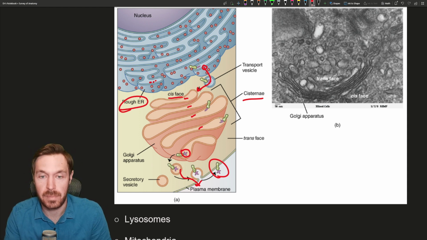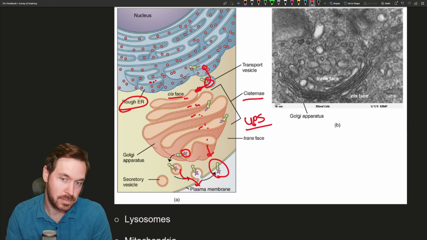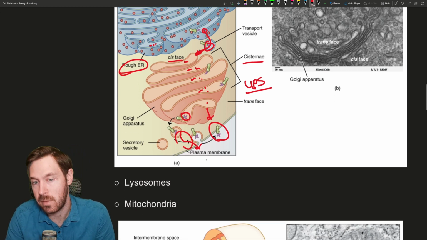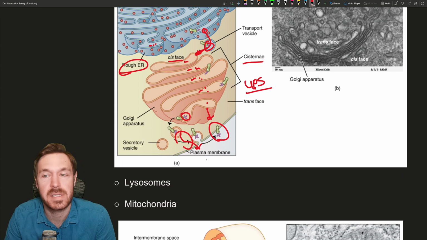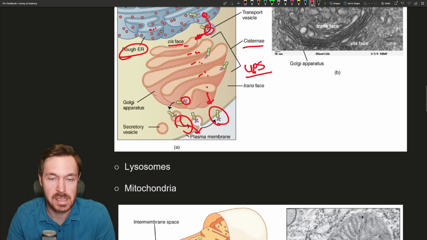But yeah, I like to think of it as the receiving and shipping center. It receives the packages from the rough ER, packages them a little better, and then ships them. So it's like the UPS system of the cell. Now, the intricacies of what happens here, how it fuses and gets sent out via exocytosis, again, are outside the scope of this survey course, but it is a fun, intricate process for how that works.